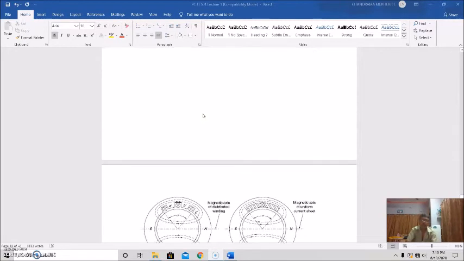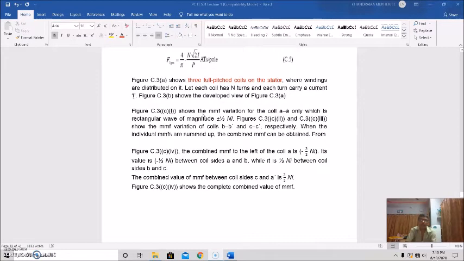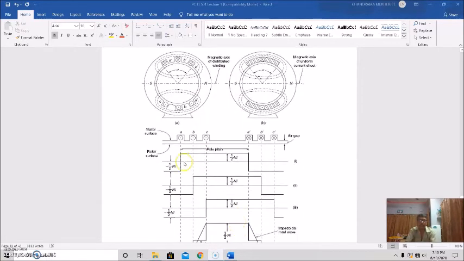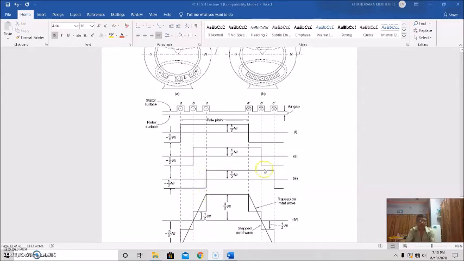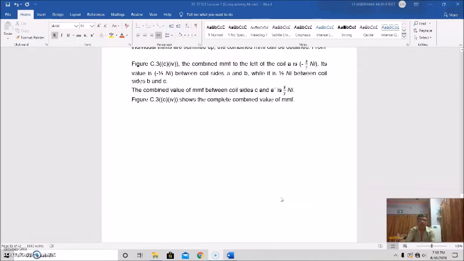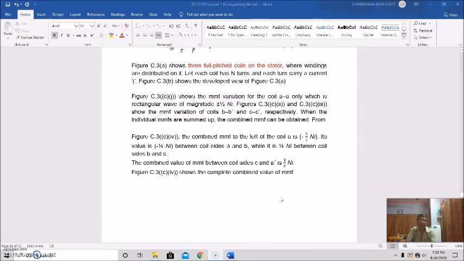So now, say in this figure C1, this is the flux path due to coil A A dash, this is due to coil B B dash, and this is the third coil C C dash. So this is the flux path, and you are seeing that the variation is between plus and minus Ni, the MMF magnitude, for each of the coils. So this rectangle is showing the waveform.